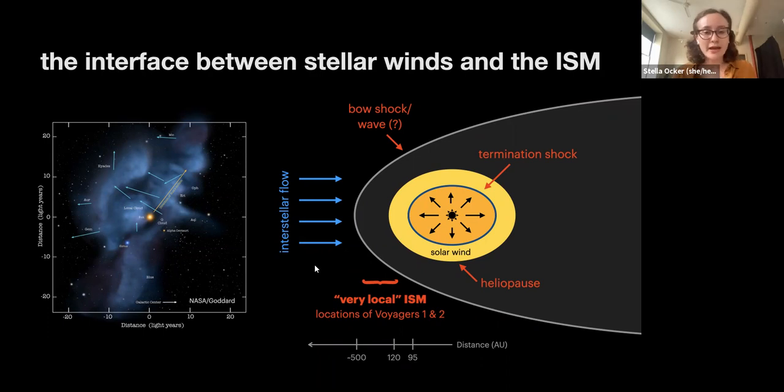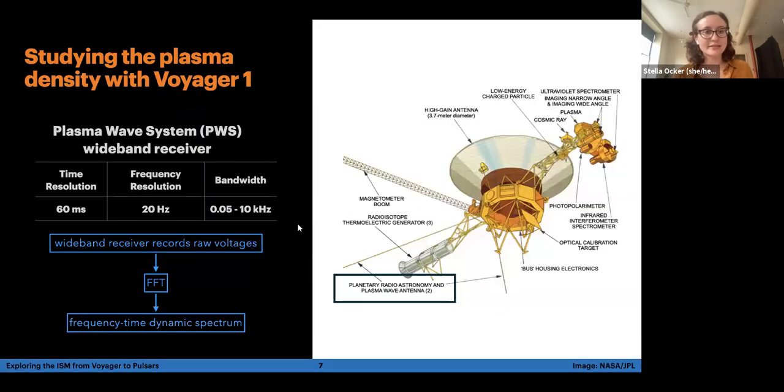So how do we actually study the plasma density using Voyager? Well, we use what's called the plasma wave system, or PWS. Voyager has a number of different instruments on board, which are all depicted in this diagram on the right here.